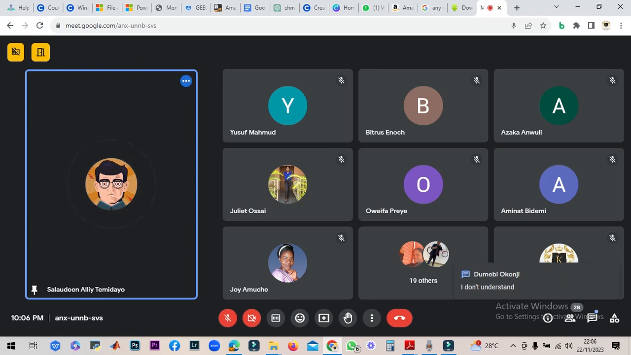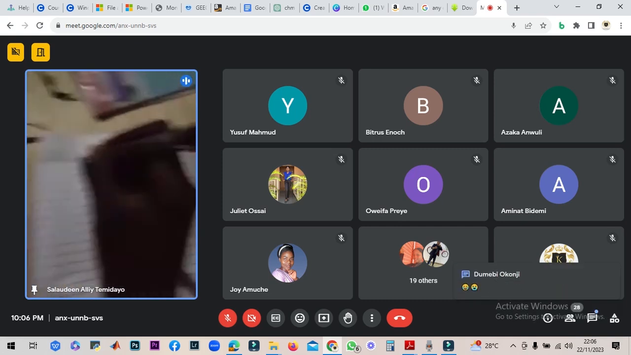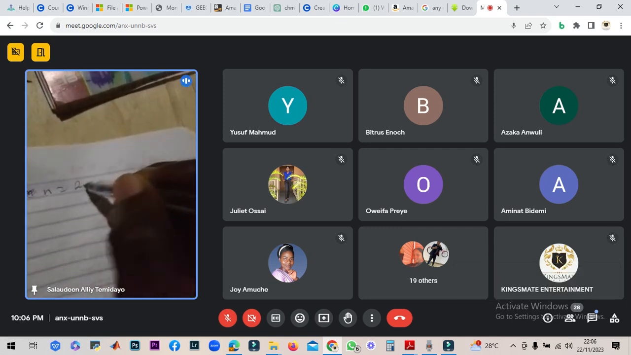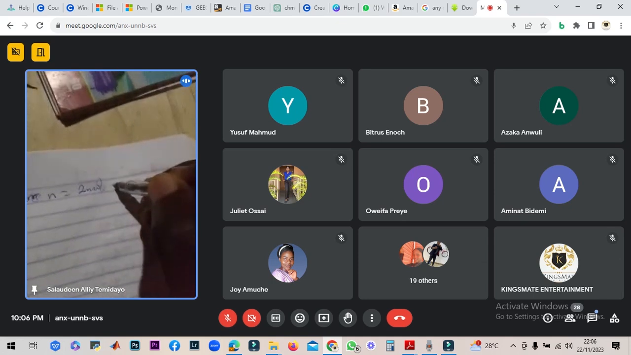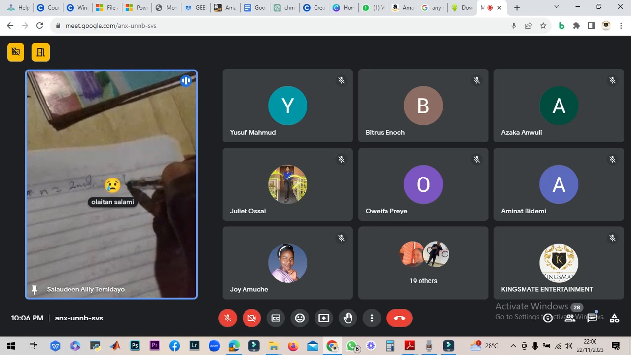Okay, I'm going to write it out now. These are the parameters given. We have to convert to grams. The number of moles, n, equals 2 moles. And the mass, m, that we convert to grams, equals what?